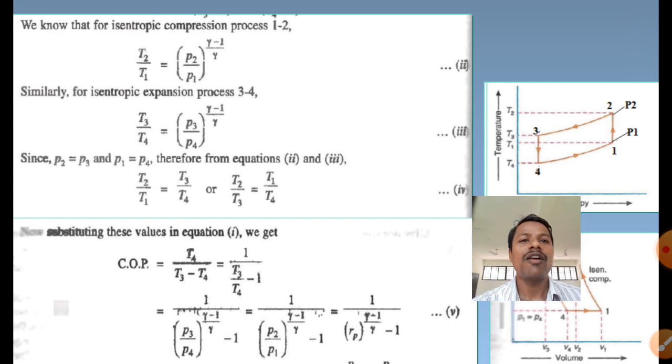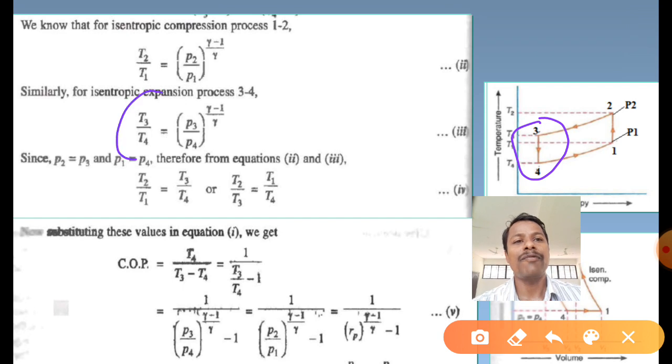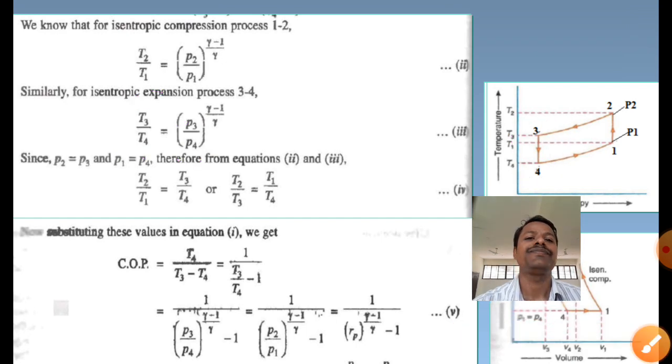From this law we can apply a similar law for another isentropic process in the Bell-Coleman cycle, that is the 3 to 4 process. According to that law, we can write T3 upon T4 is equal to P3 upon P4 bracket raised to the power gamma minus 1 divided by gamma.